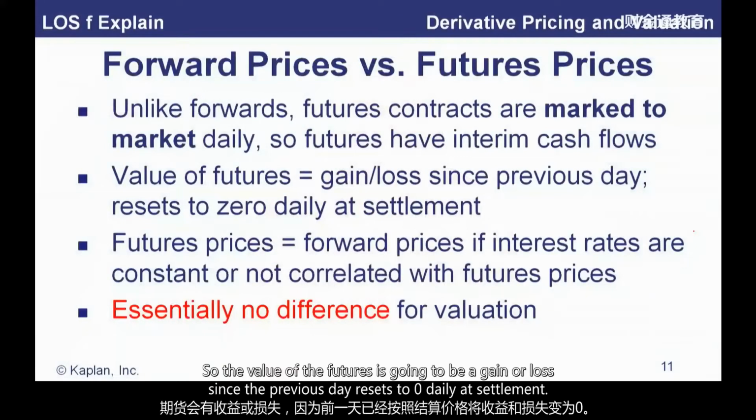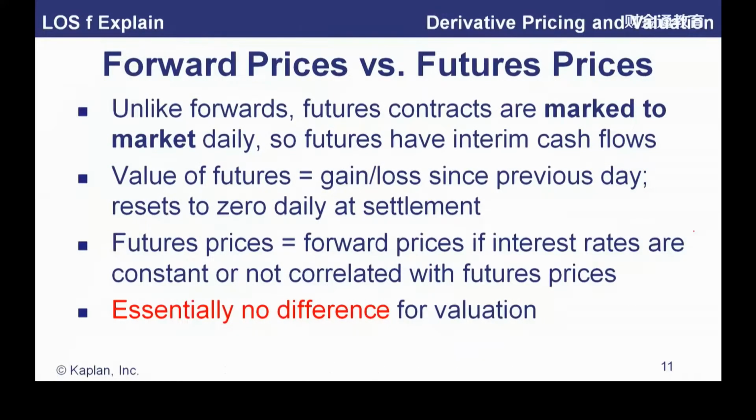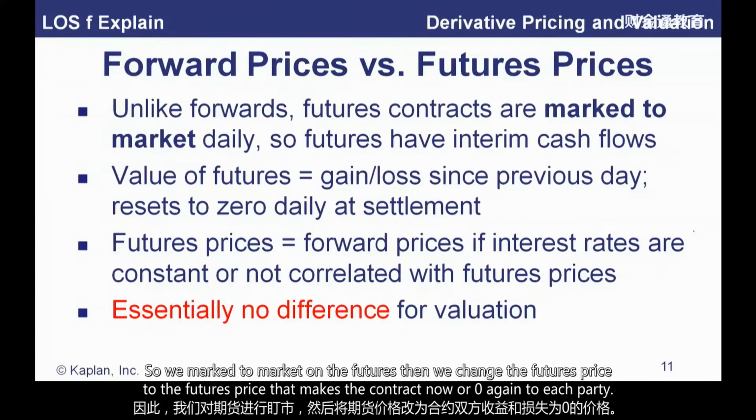So the value of the futures is going to be a gain or loss since the previous day, resets to 0 daily at settlement. So we mark to market on the futures, and then we change the futures price to the futures price that makes the contract now worth 0 again to each party.